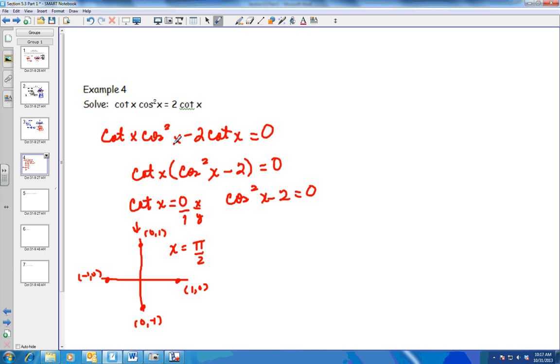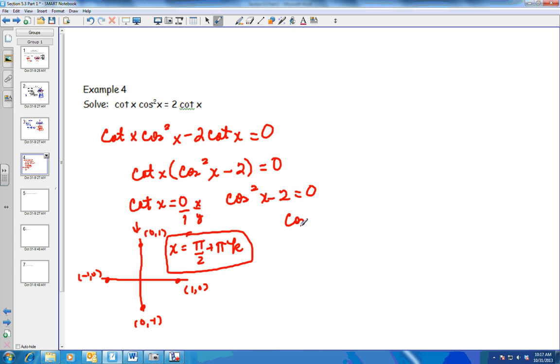Now, again, they did not give me an interval, so I know it happens at pi over 2. I'm solving for cotangent. What is the period for cotangent? The period for cotangent is pi. So it's going to be pi over 2 plus every pi after that. So there's the answer for that part. Now I have to do the work for this part.